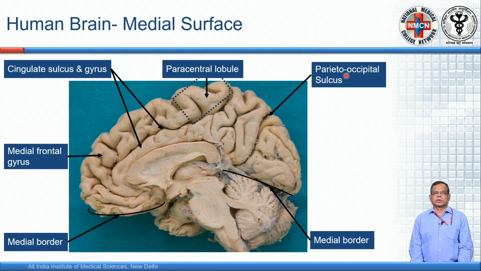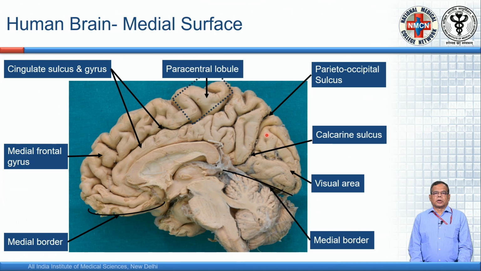The parieto-occipital sulcus is an extension of the calcarine sulcus, which starts below the splenium of the corpus callosum. It is a Y-shaped sulcus. The anterior limb of the Y forms the parieto-occipital sulcus and the posterior limb is called the calcarine sulcus. In the calcarine sulcus lies the primary visual area.